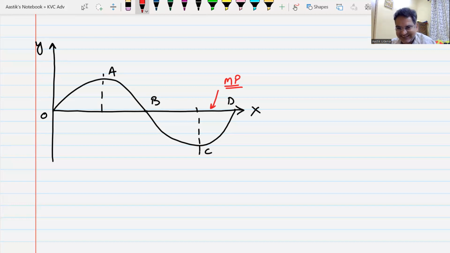We don't know, sir. How do I know, sir? Away from the mean position, sir. They are moving away from the mean position. Is that the right answer? How did you get it? Sir, they are above, therefore they are moving away. Yes or no?